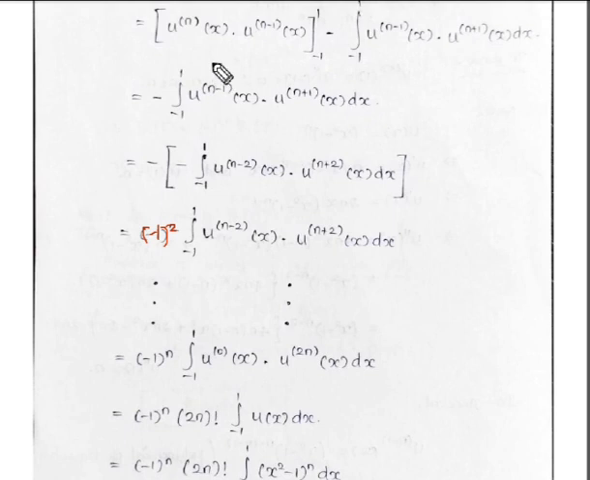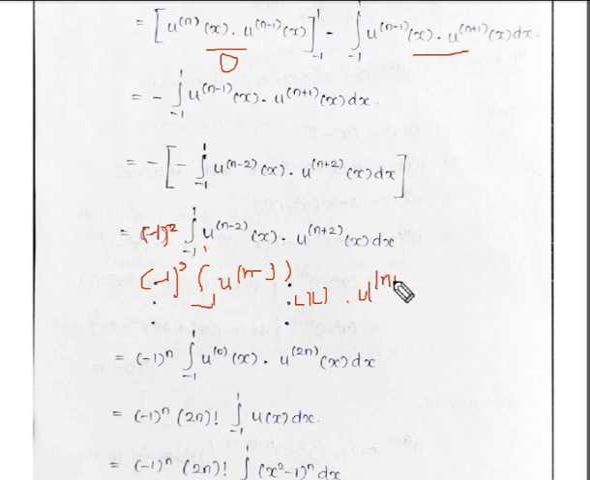Next we differentiate: this is uv, this is vdu. Sorry, this term becomes 0. Again we get vdu. What is the value for the third derivative? Minus 1 power cube, integral from minus 1 to 1 of u power n minus 3 of x into u power n plus 3 of x dx.